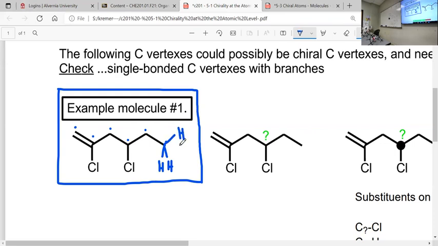So if you're supposed to have 1, 2, 3, 4 different groups, and we have 3 hydrogens, how are you going to get 4 different groups? You can't. And so we're going to run a check on this carbon here, which has the question mark. So we reduced all this down to investigating 1 carbon, which is singly bonded and branched. So far, so good.